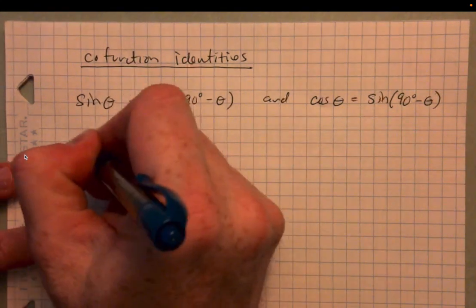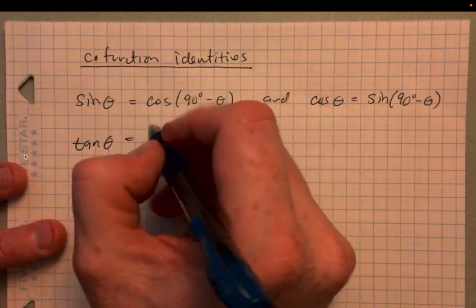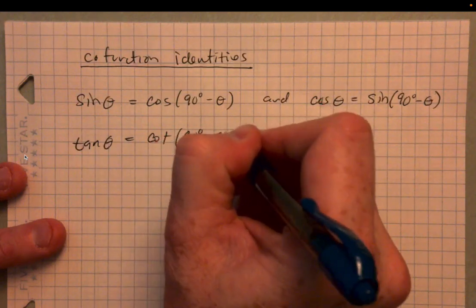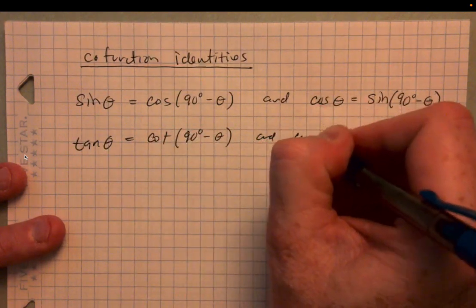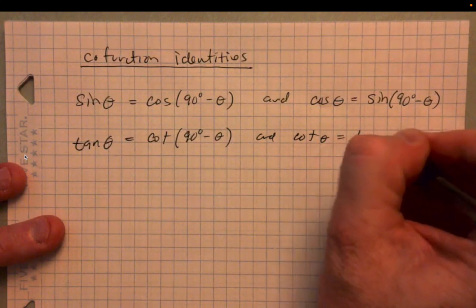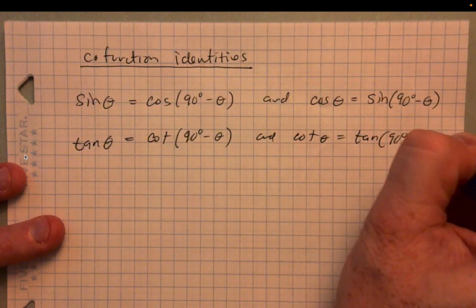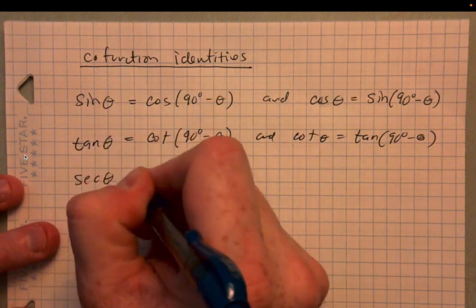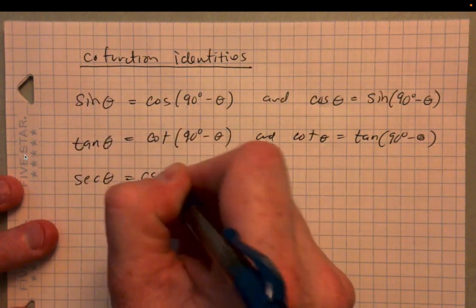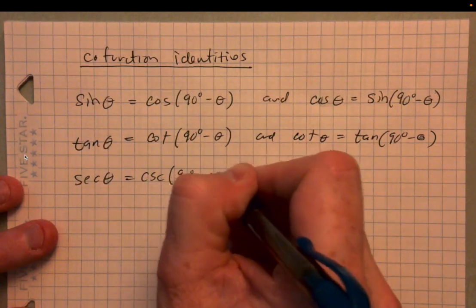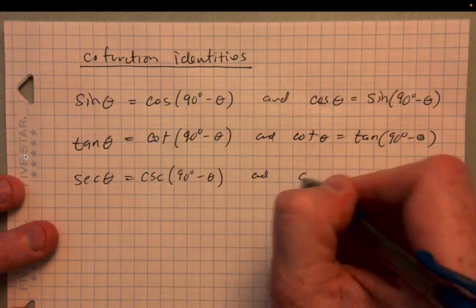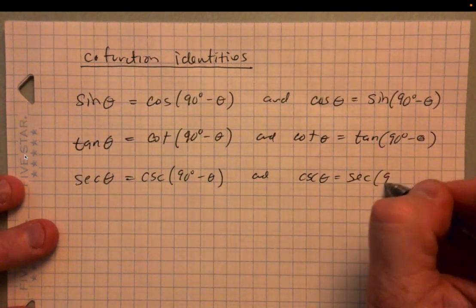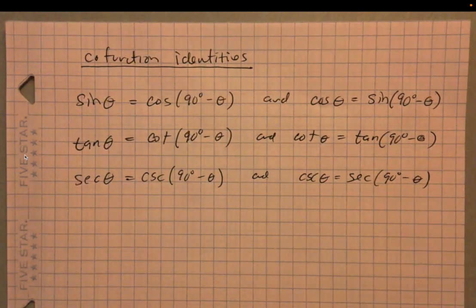And so the tangent of theta is equal to the cotangent of 90 minus theta. And naturally the cotangent of theta is equal to the tangent of 90 degrees minus theta. And the secant and the cosecant are related as well. Secant of theta is the cosecant of 90 minus theta. And the cosecant of theta is the secant of 90 minus theta. Okay.